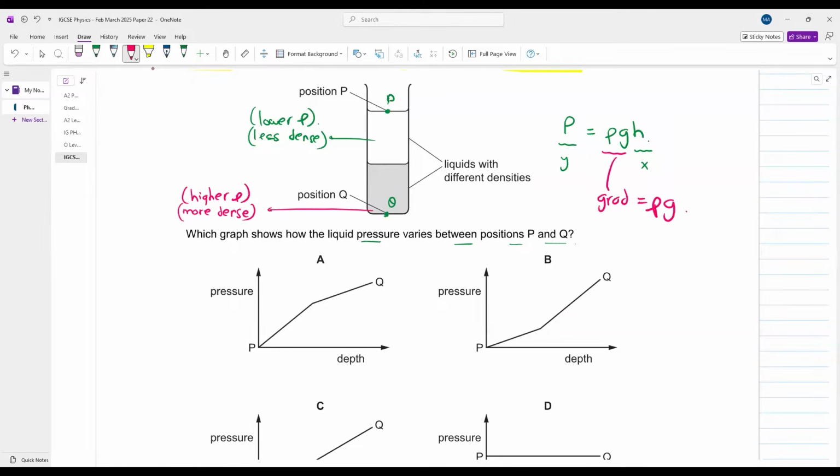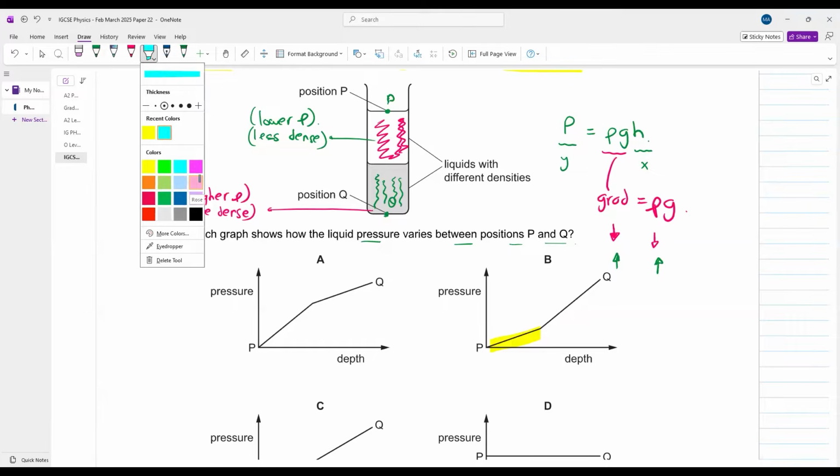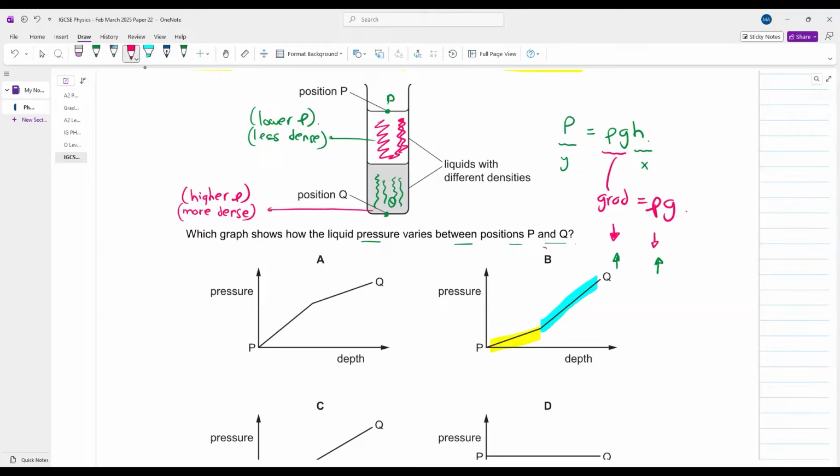Can you realize the first liquid, that is this one, which I am highlighting in pink, has a lesser density? If your density is less, your gradient of line will be less. You will have a less steep line like this. However, as soon as you move into this more dense liquid, this one which I am highlighting in green, your density is more, your gradient will be more. You will have a much steeper line. That is this. ऐसा ऑप्शन सिर्फ एक ही है, that is B.